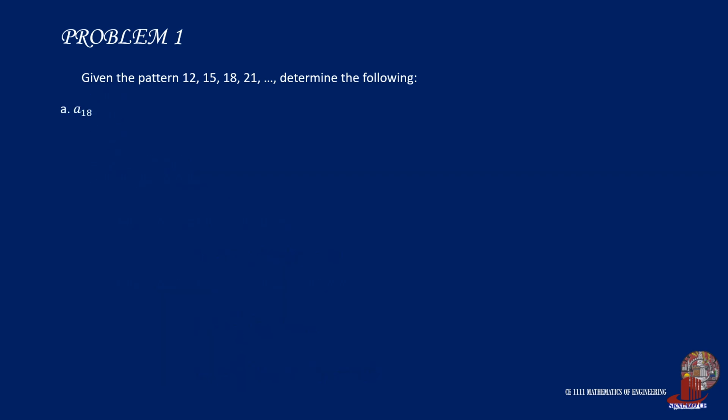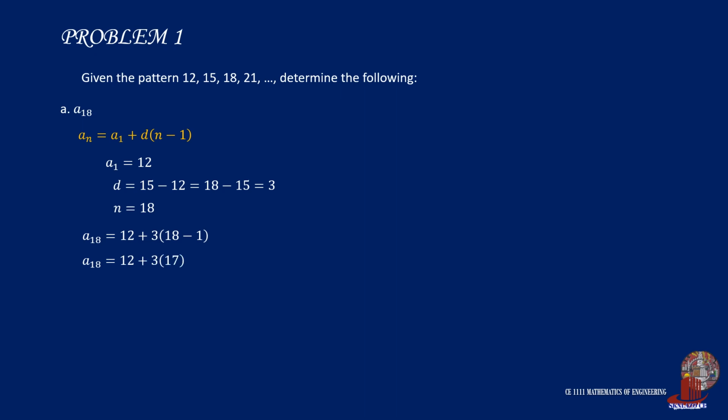The first requirement is to determine the 18th term. Using the nth term equation, we can compute the required by plugging in the initial term of 12, the difference which is computed as 15 minus 12, or 18 minus 15, giving 3. N for the required is 18. Place everything in the equation and have a sub 18 as 12 plus 3 of 18 minus 1. This is simplified as 12 plus 3 times 17, which gives the 18th term as 63.